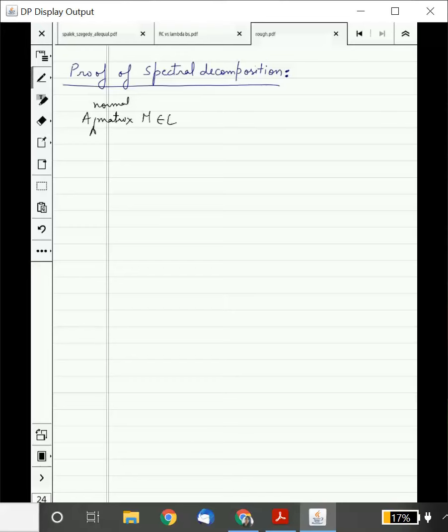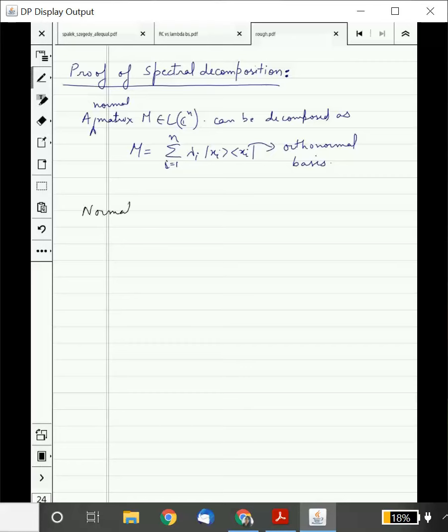We restricted ourselves to this vector space. A normal matrix can be decomposed or written as this summation. Here, the important thing is that the xi's form an orthonormal basis. This was the statement. This, in some sense, characterized normal matrices. We define normal matrices to be the ones which satisfy this condition.